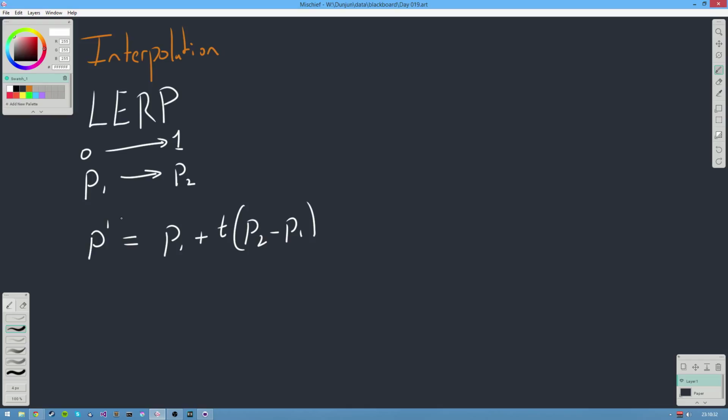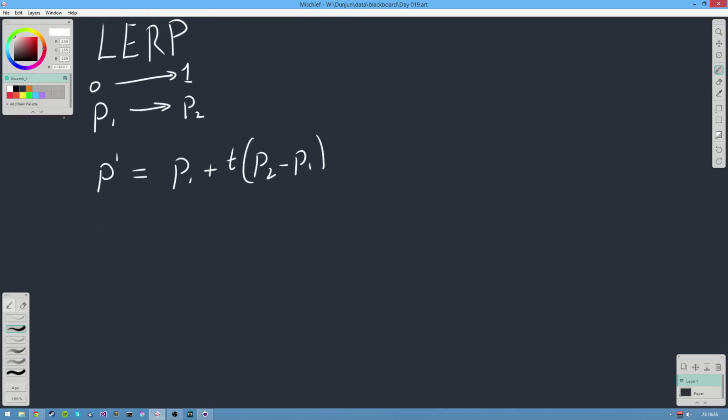You can apply this linear interpolation, which we'll be using again in many situations, to quaternions. And the quaternion version of linear interpolation is spherical interpolation, also known as SLURP. They're so brilliant with their naming conventions. So SLURP is spherical linear interpolation.